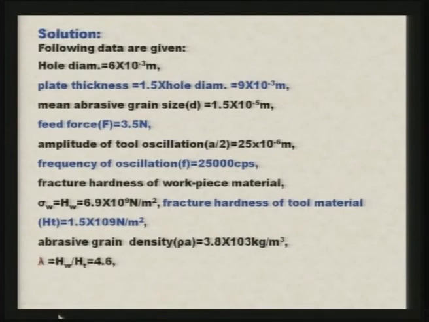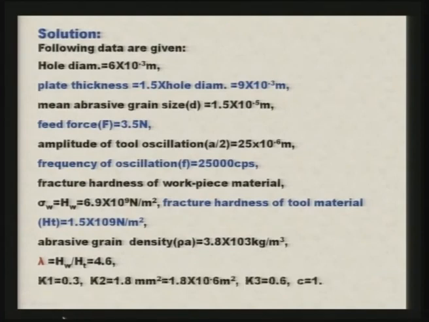So, the value of lambda can be written as lambda is equal to HW divided by HT, that is equal to 4.6. K1 is equal to 0.3, K2 is equal to 1.8 millimeter square, and that comes out to be 1.8 into 10 raised to power minus 6 meter square, and K3 is equal to 0.6 and C is equal to 1. Here C is nothing but the concentration.